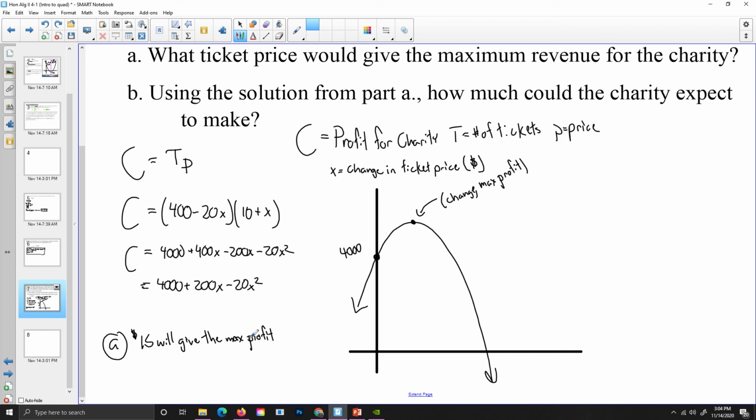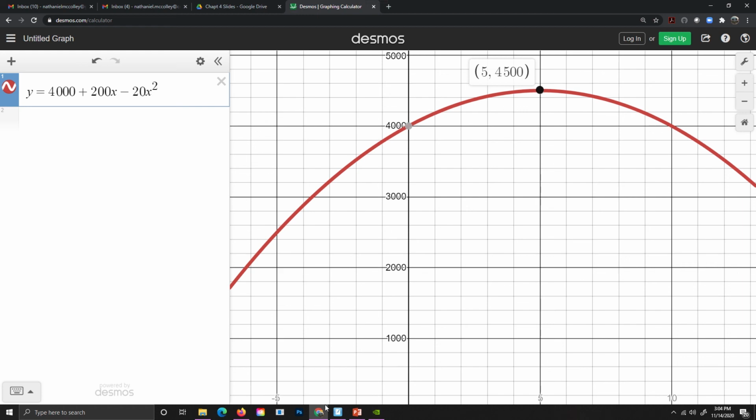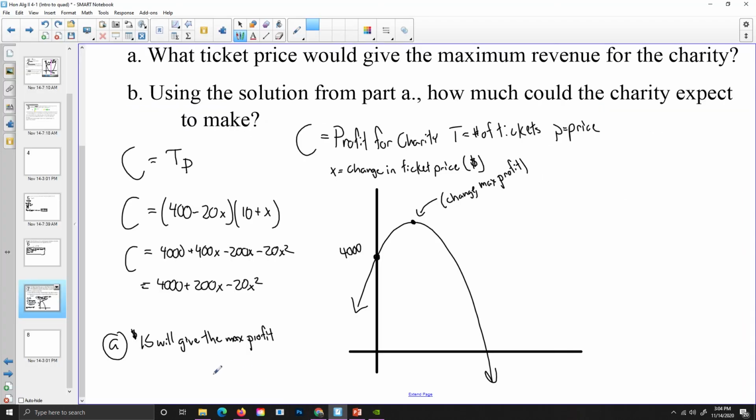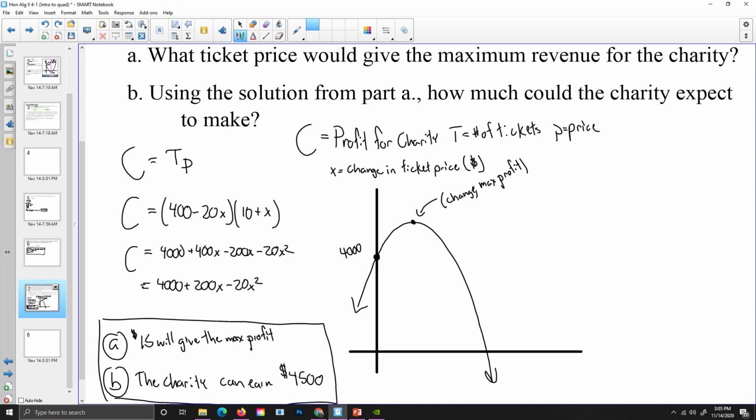Now you might say, hey, Mr. McCulley, wait a second. That's a 5. You said 15. You're making a mistake. Well, sometimes I do make mistakes, but not in this case. Remember, x is the change in ticket price. This is the ticket price. So if I get 5 for x, the new ticket price is 15. And then it says, how much could the charity expect to make? Well, we saw that in Desmos too. $4,500, and that is our set of final answers.